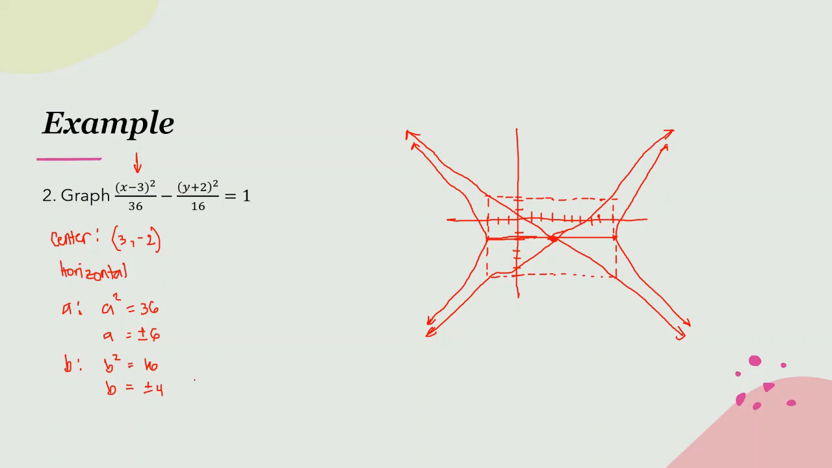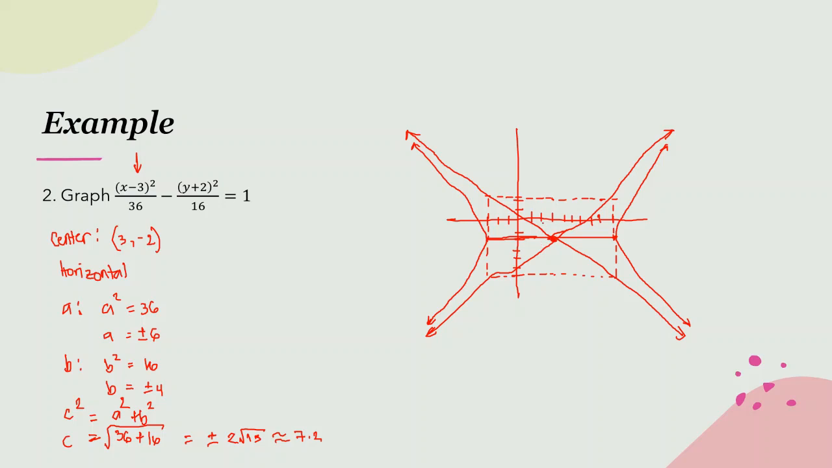Next one is we have to locate the foci. In locating the foci, c is the square root of a squared plus b squared, wherein a squared is 36 and b squared is 16. The square root of 36 plus 16 is equivalent to positive negative 2 square root of 13, or approximately 7.2.